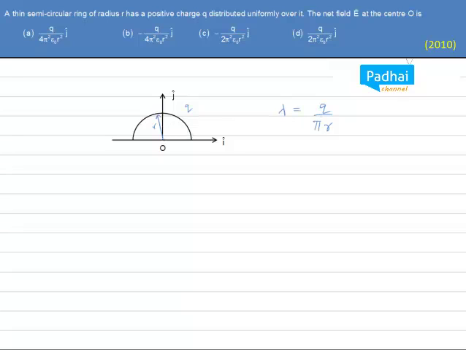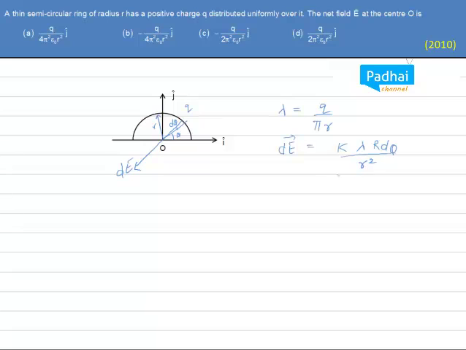Now if I take any element at an angle theta, let us take the element to be of thickness d theta. So what will be the electric field at the center? It will be in this direction, dE rather. So if I talk about dE, what will be the electric field due to this? dE will be equal to k into lambda into r d theta divided by r square, because r d theta is the thickness and lambda is the charge per unit length.